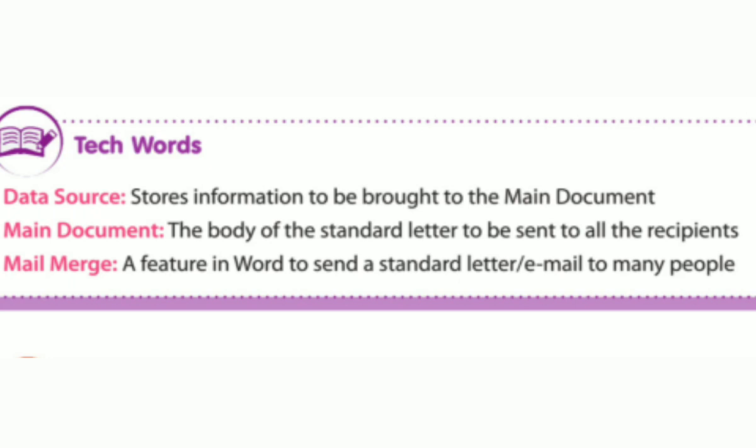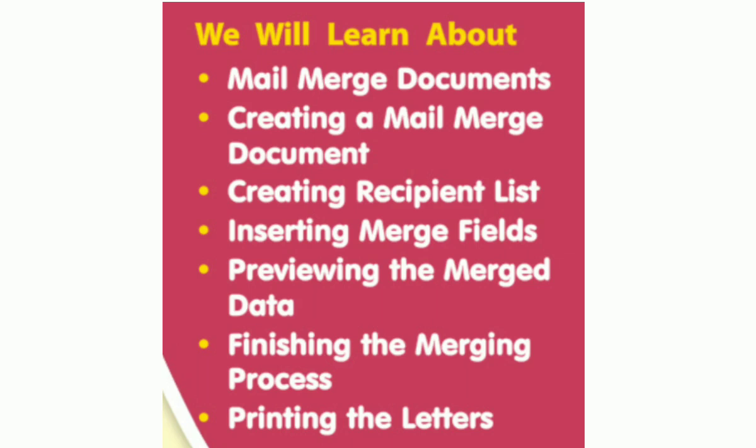Data source means some information to be brought to the mail document. Main document, the body of the standard letter to be sent to all the recipients. And mail merge is a feature in Word to send a standard letter or email to many people, meaning more than one person. The same message you can send to many people at the same time using this mail merge option.